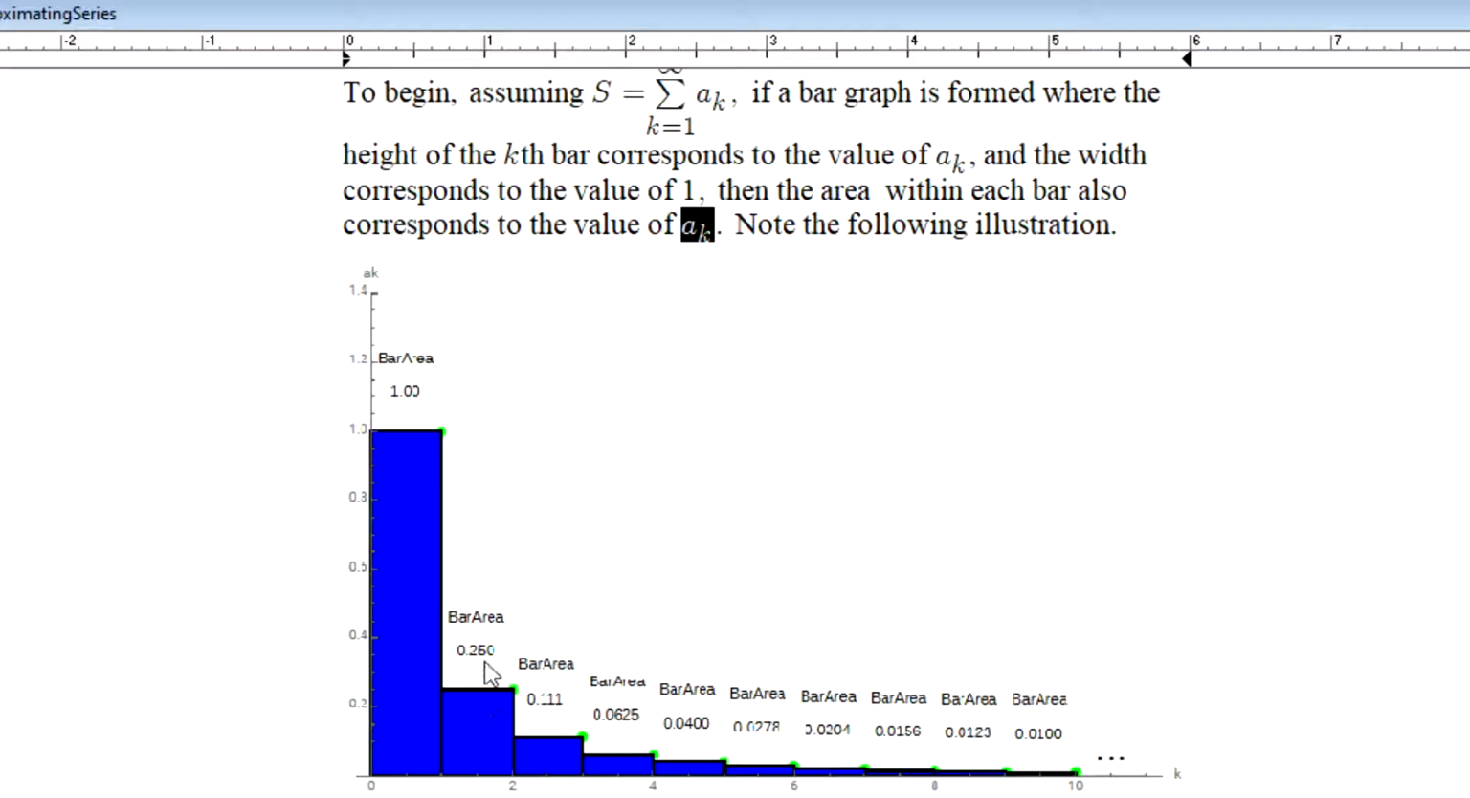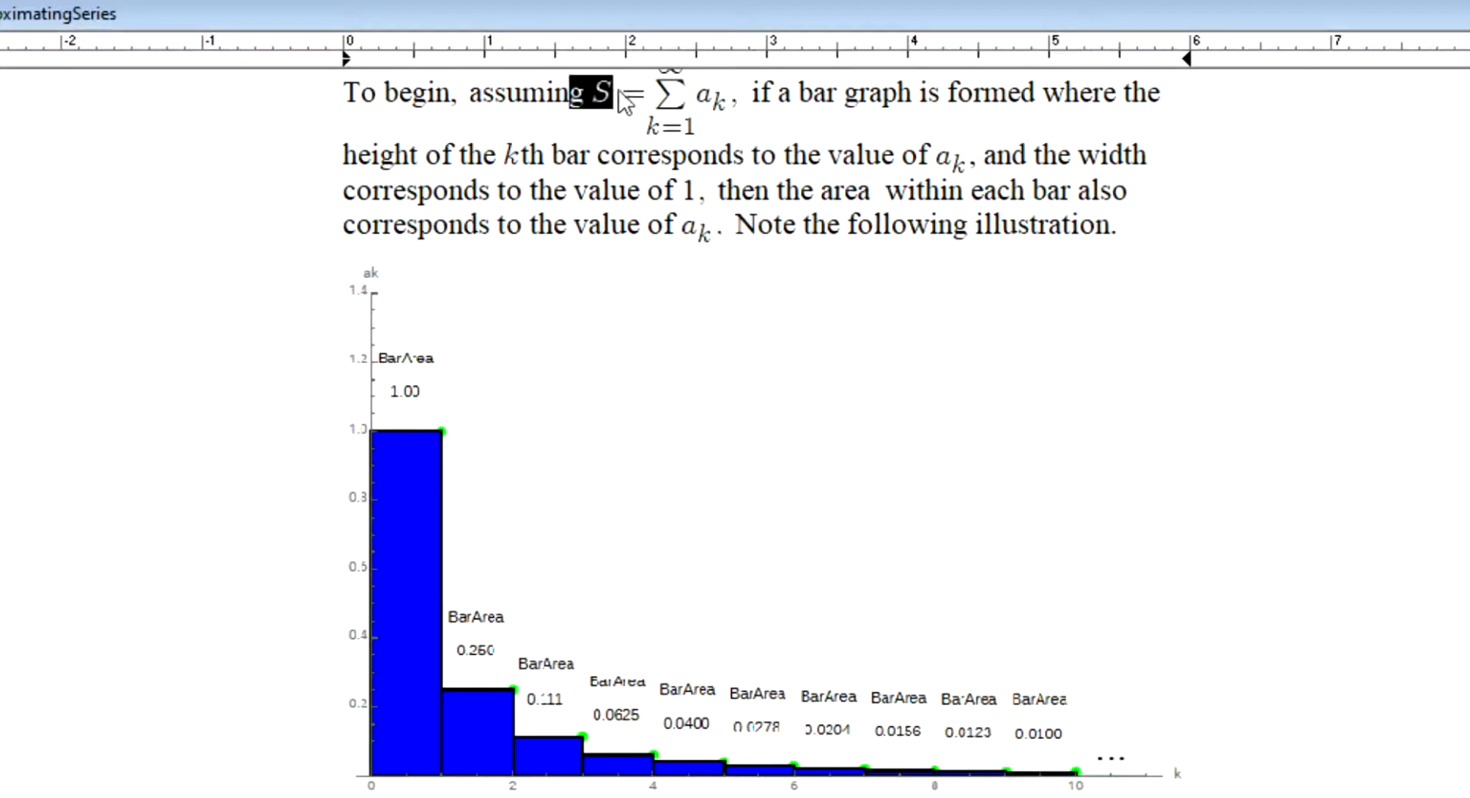Here, this bar has a height of 0.25 units and a width of 1 unit, so it must have an area of 0.25 square units. This bar has a height of 0.111, and if it has a width of 1, then its area is 0.111 square units, and so forth.